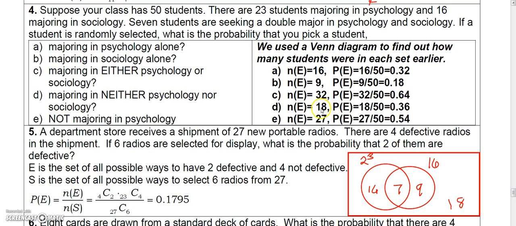And then majored in neither, that would be the 18 out of 50, so that would be 0.36. And then not majoring in psychology, that would be the 9 here plus the 18 here, which is 27. So 27 out of 50 is 0.54.